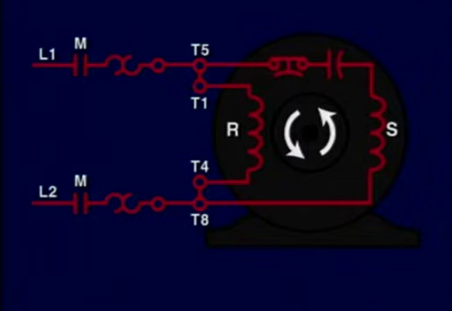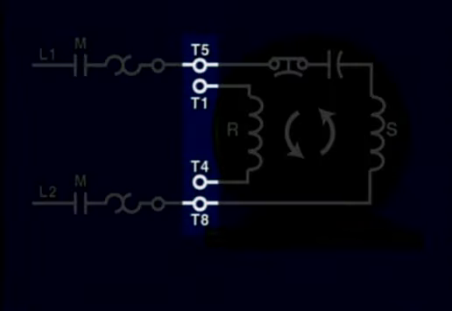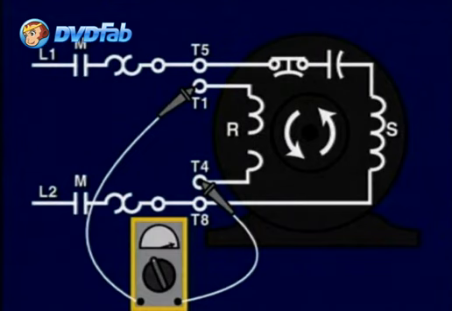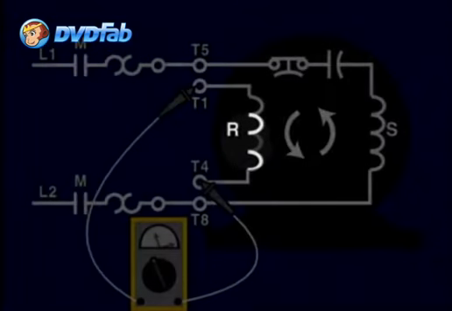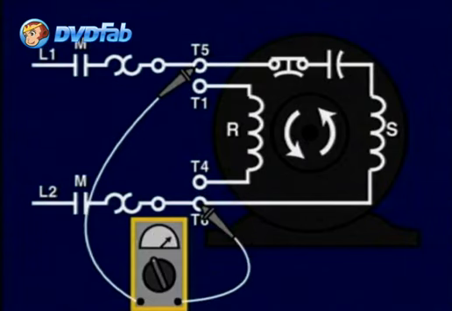To check for an open, we would disconnect power to the motor and test the leads T1 to T4 for continuity in the run winding. If there is an infinity resistance reading in the meter, then there is an open in the winding. Otherwise, the coil is good. Next, we need to check the start winding from lead T5 to T8.